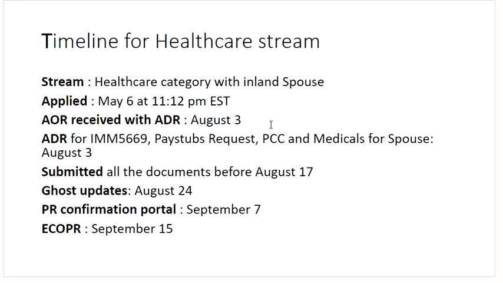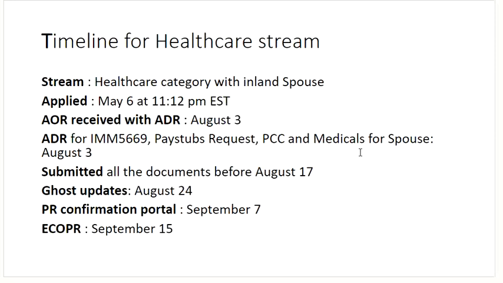So he got the additional document requisition also. These were the documents that were asked from him: IMM 5669, pay stubs request, police clearance certificates, and medicals for his spouse. He had already submitted the PCC and medicals for himself at the time of application.